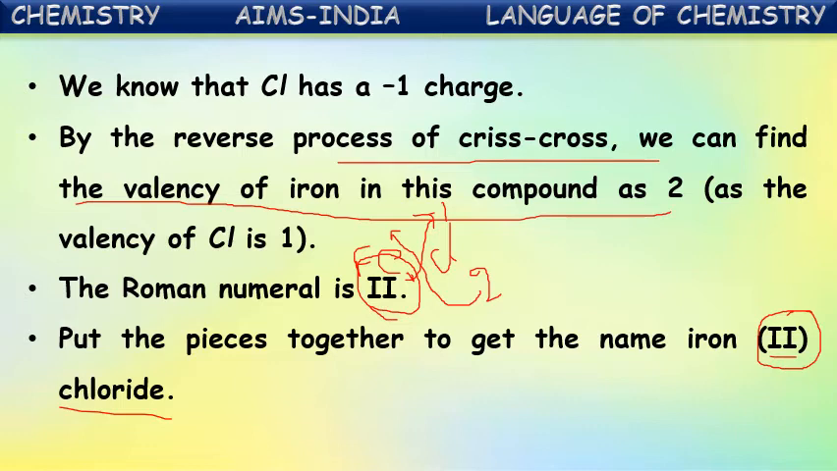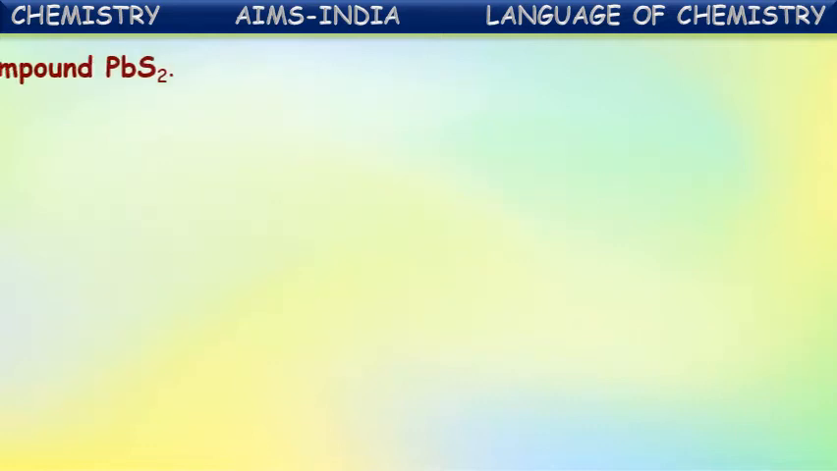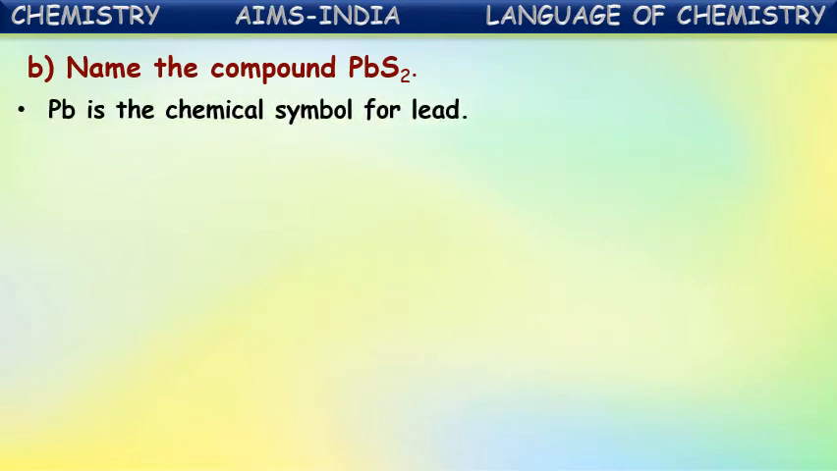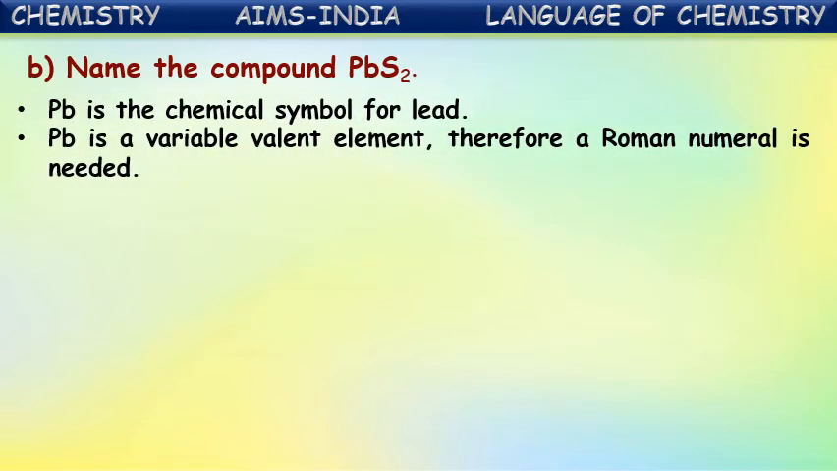That is the concept actually. Okay, now let us see another example. Name the compound PbS2. Pb is the chemical symbol for lead. Yes, we know, Pb is also a variable valent, so we need a Roman numeral in the brackets.